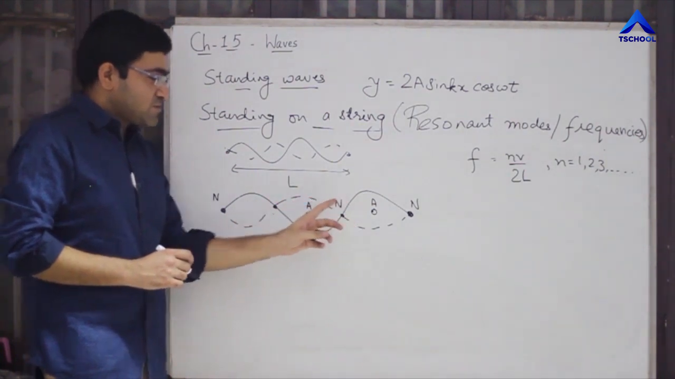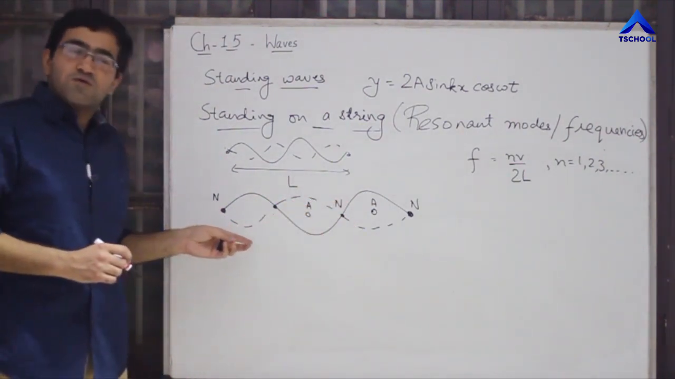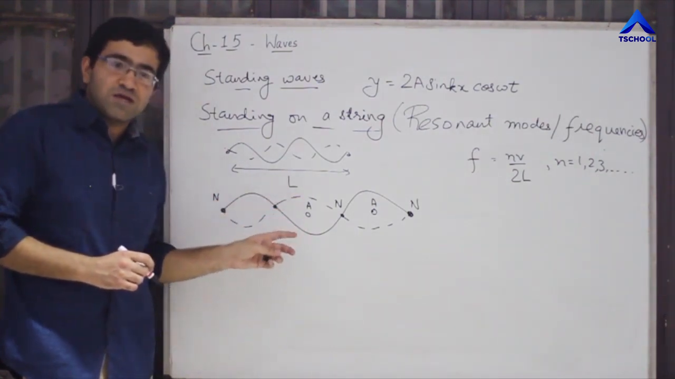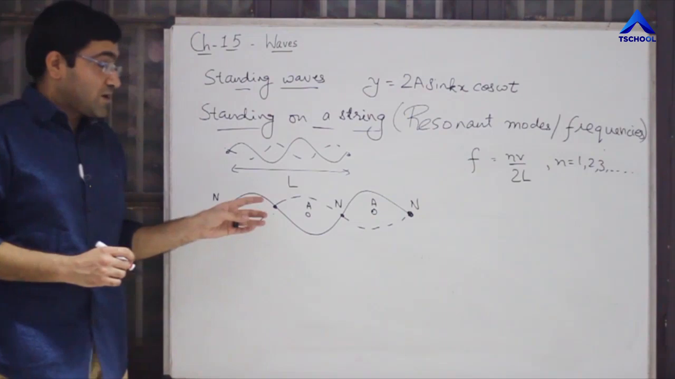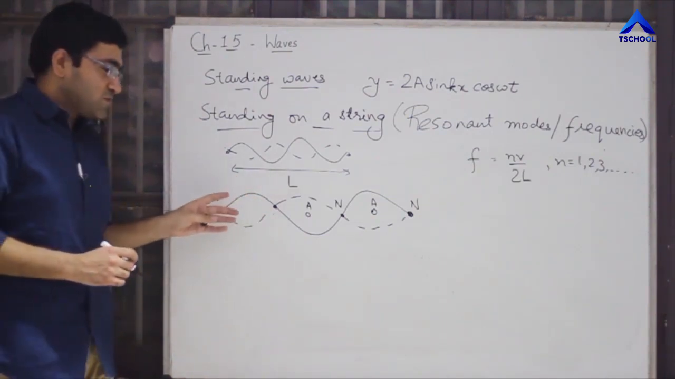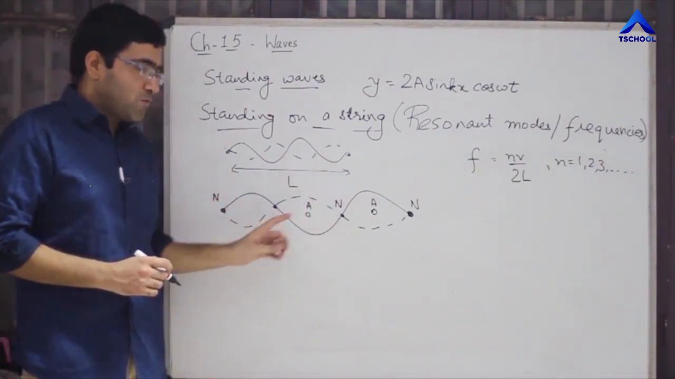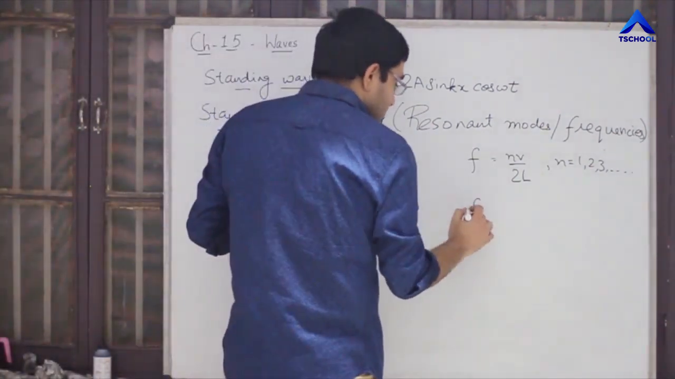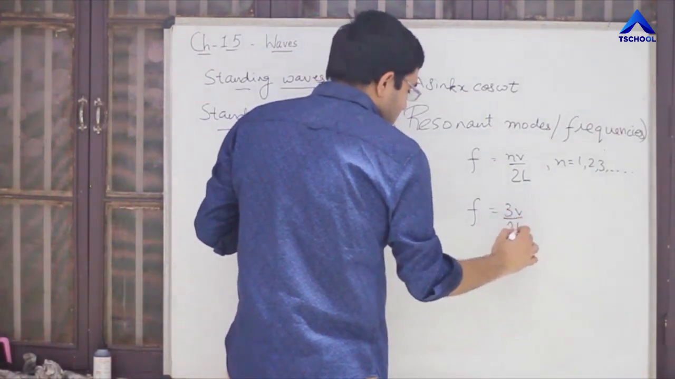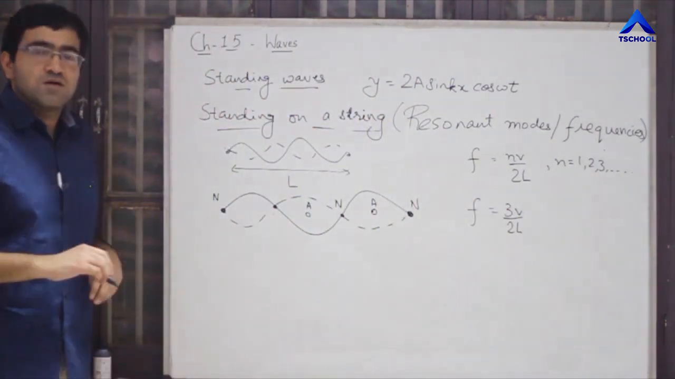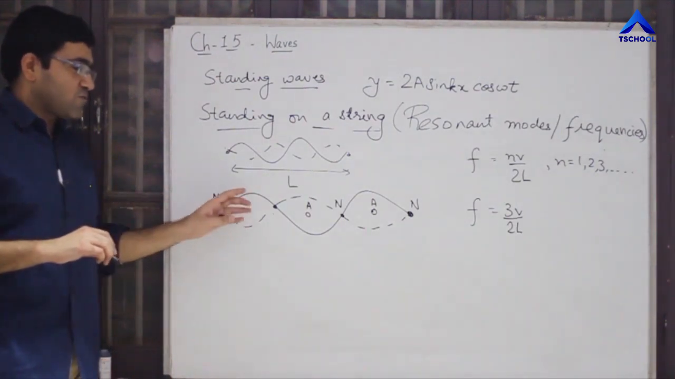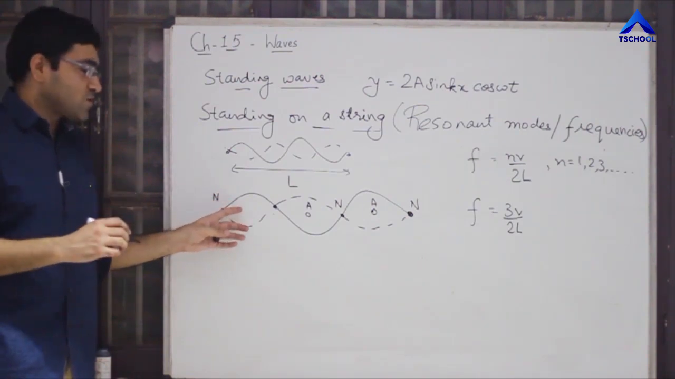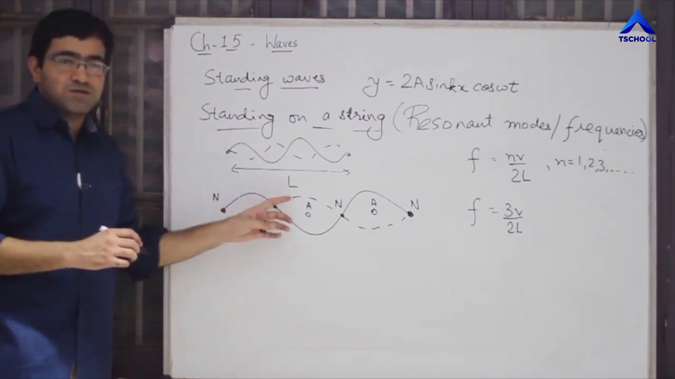Now, if you consider this diagram, I want all of you to figure out the frequency at which this string is vibrating. The answer is actually pretty simple. If you just count the number of loops, 1, 2, 3, that means this is going to be 3V by 2L, where L is the length of the string. That's because for the first one, you have one loop and it's V by 2L, and for the second one, 2V by 2L, and so on.